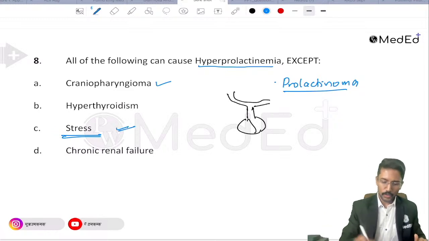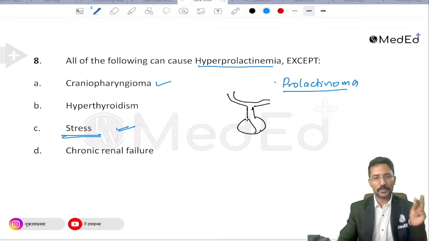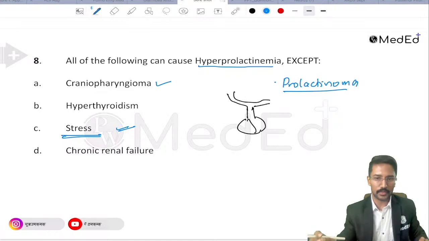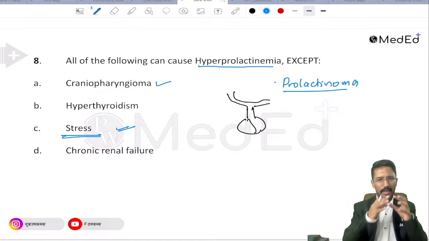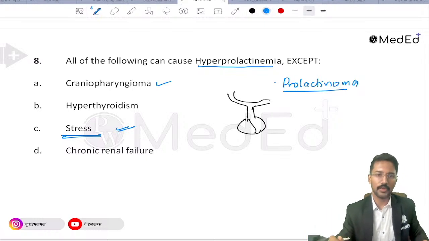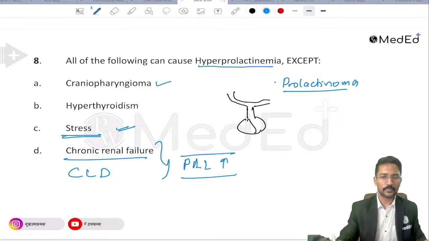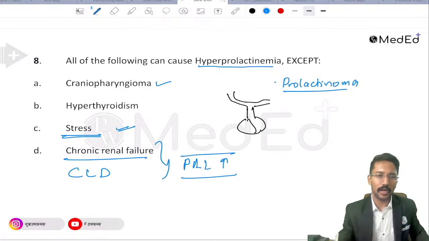Okay. Then you have to remember that both organ failure, liver as well as kidneys, they play a role in prolactin metabolism. Okay. The prolactin is fragmented into some peptides and that eventually gets cleared by renal elimination. So if you have chronic renal failure as well as CLD, in both cases the prolactin levels increase. In both cases prolactin level will be high.